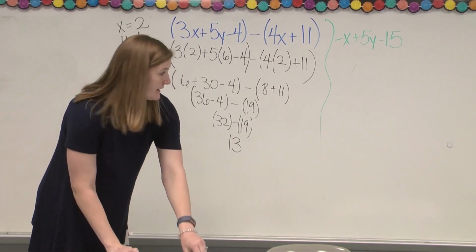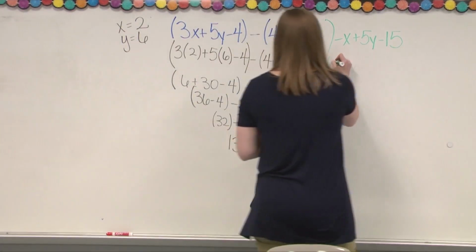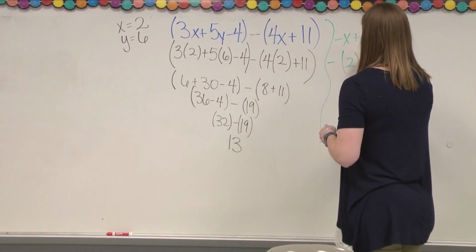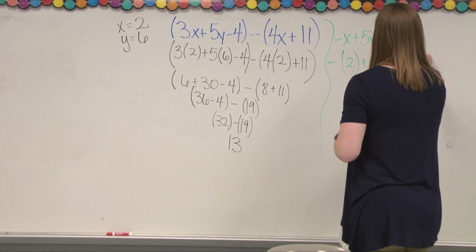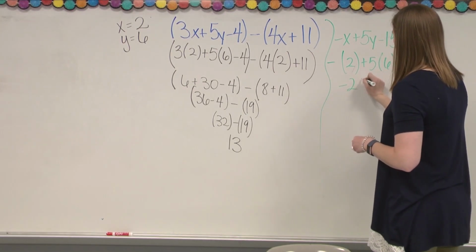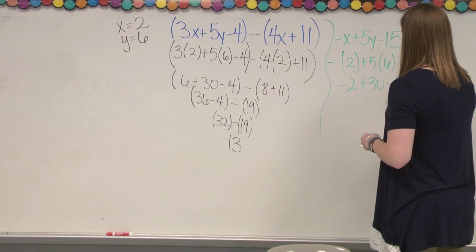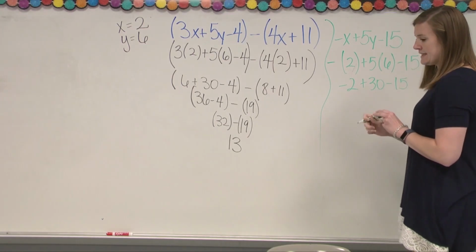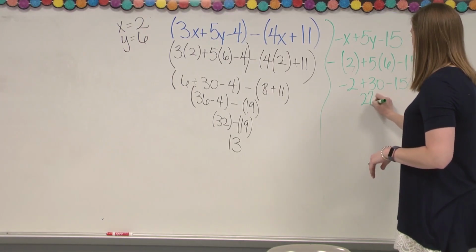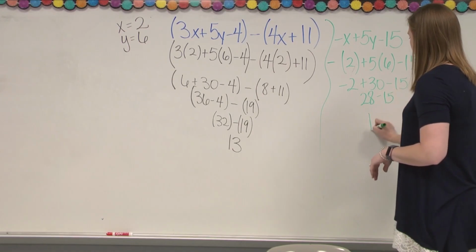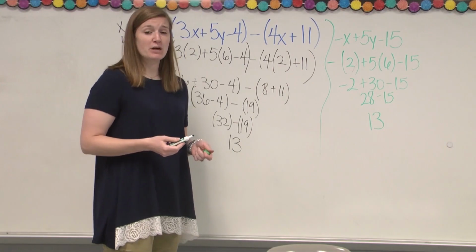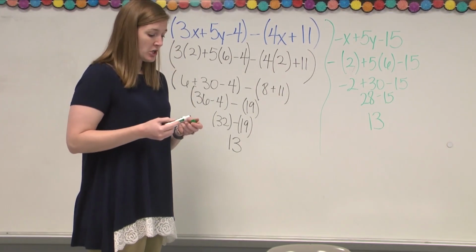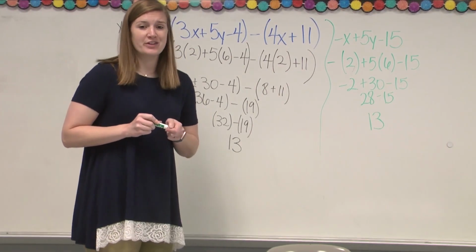Okay, now substituting 2 in place of x and 6 in place of y, I have negative 2 plus 30 minus 15. Negative 2 plus 30 is 28, and 28 take away 15 is 13. So yes, both expressions resulted in the same number, so they are actually equivalent to one another.